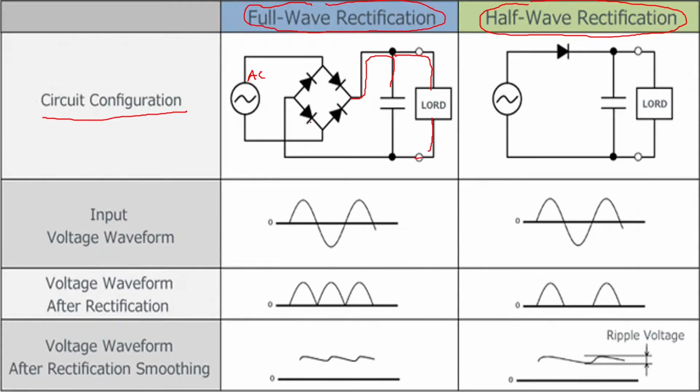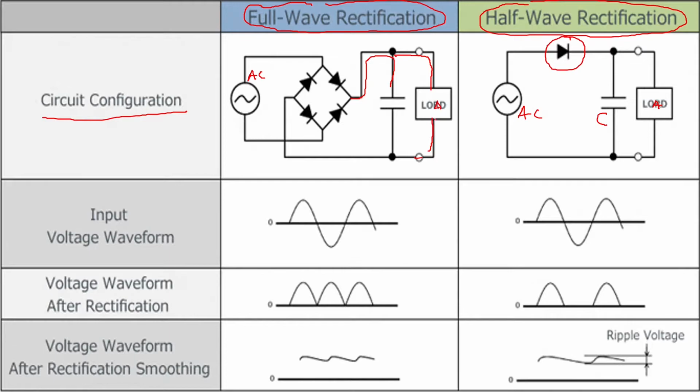Now here, this is your full wave rectification where you are using more than one diode. Okay, so if you use two diodes or four diodes, you are building a circuit of full wave rectification. And this is an example of a bridge full wave rectifier circuit. So similarly for half wave rectifier, you can see here only one diode is used, and this is your AC supply. At the output across the load you are having a capacitor, and then you are having this load.